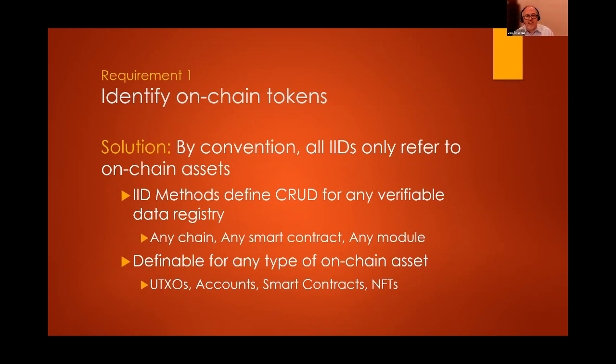And our solution is that by convention, all IIDs only refer to on-chain assets. The IID methods themselves define the create, read, update, and deactivate methods or operations for any verifiable data registry. So whether you're on Ethereum or Bitcoin, you're on a particular smart contract on Ethereum, or you're on Cosmos or Polkadot or Solana, you could come up with an IID method that would support that particular framework. So it's definable for any type of asset that is on chain. So that could be a UTXO, which is how Bitcoin talks about unspent transactions. It could be an account. It could be a smart contract. It could be an NFT.